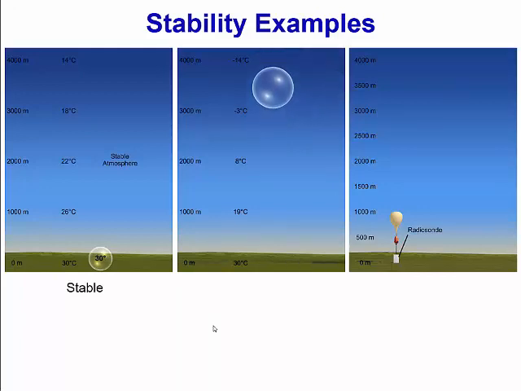So if we let go, the air parcel is less dense, it's warmer, and it's going to actually rise. This is an unstable environment because the air is able to rise on its own. We can make thunderstorms from this.